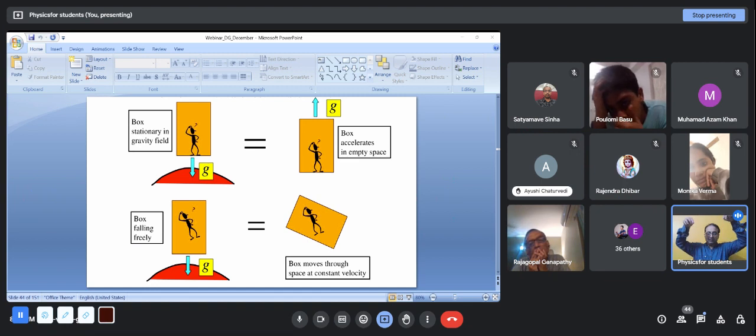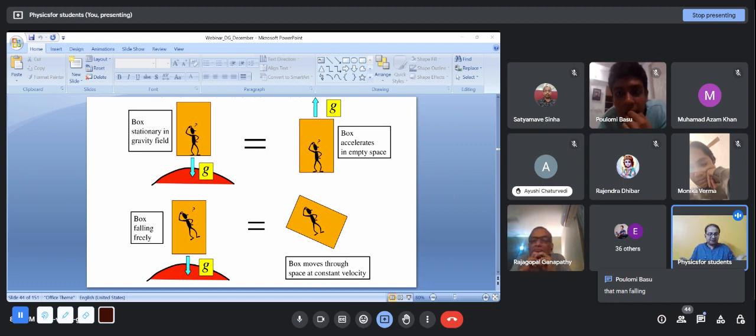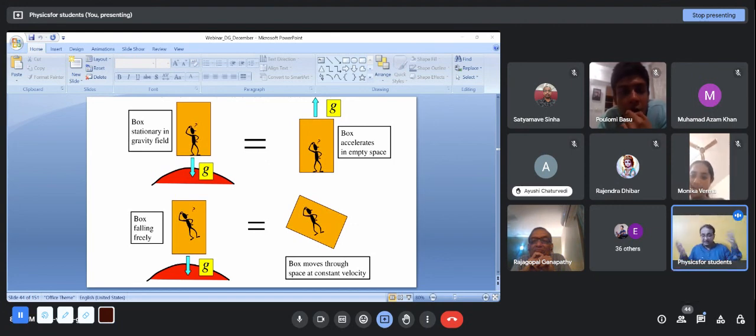Similarly, a box falling freely is equal to a box which moves through constant space. Because if today, God forbid, my floor collapses, and this is what Sagar, you told me was the happiest moment in my life, the happiest moment when Einstein thought that if the floor collapses, then the man is falling. And if the man is falling, how would the man fall when it is out in space? The same way. So that is why acceleration, gravitation and falling all become equal.